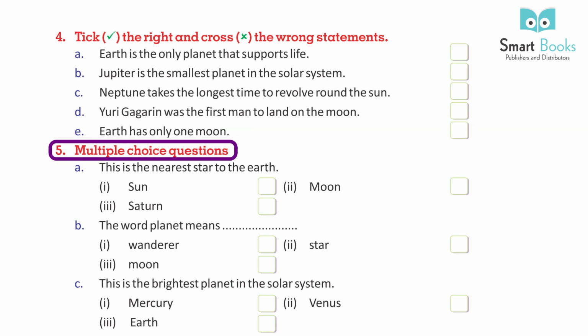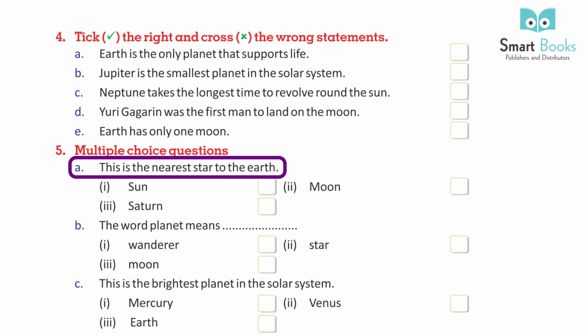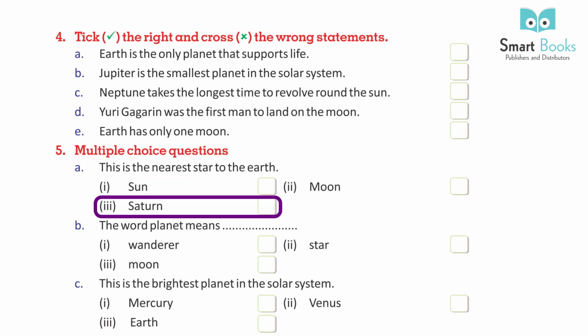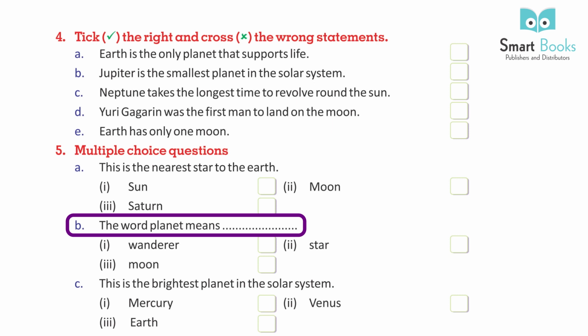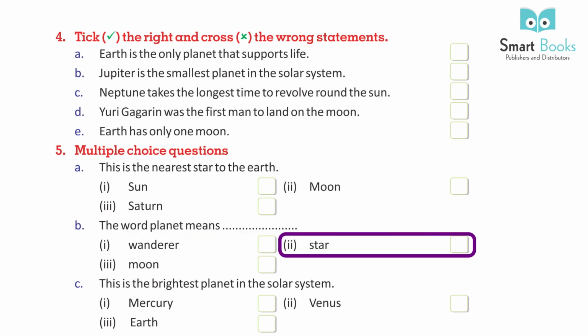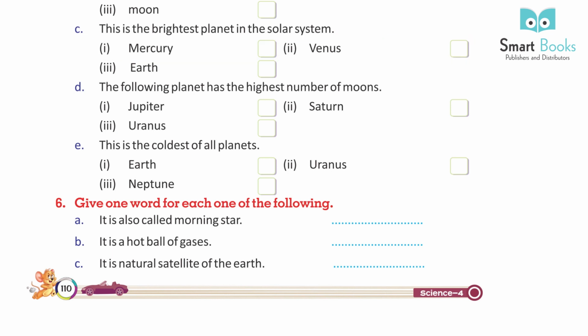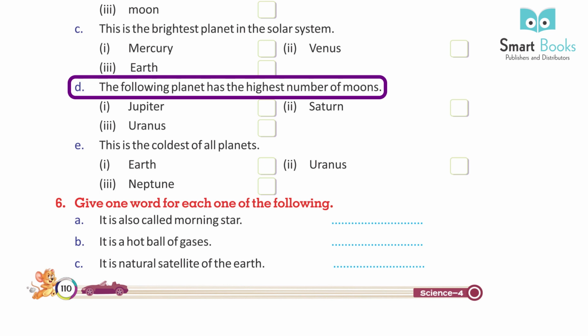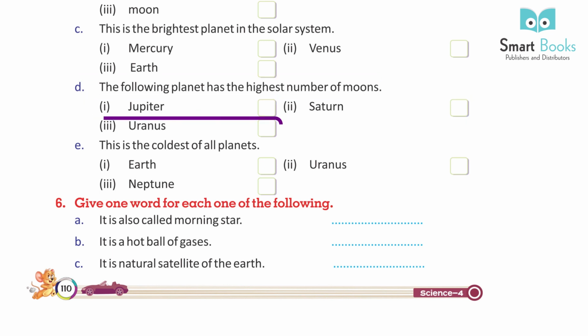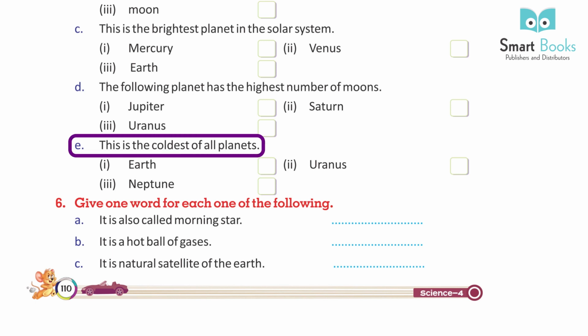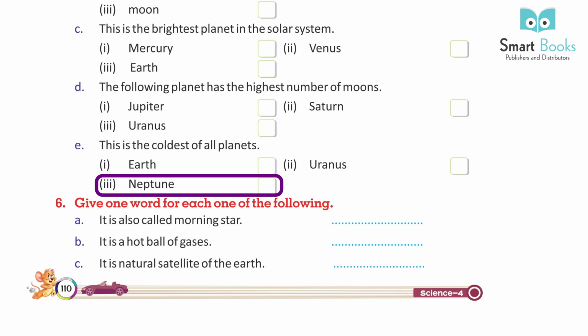5. Multiple choice questions. A. This is the nearest star to the Earth. 1 Sun, 2 Moon, 3 Saturn. B. The word planet means 1 wanderer, 2 star, 3 moon. C. This is the brightest planet in the solar system. 1 Mercury, 2 Venus, 3 Earth. D. The following planet has the highest number of moons. 1 Jupiter, 2 Saturn, 3 Uranus. E. This is the coldest of all planets. 1 Earth, 2 Uranus, 3 Neptune.